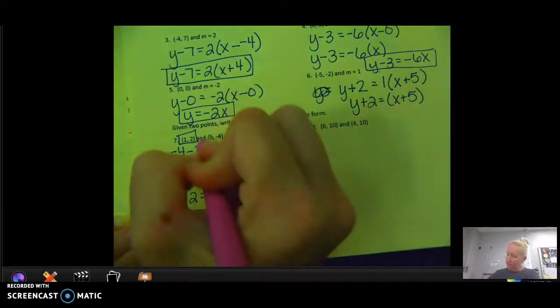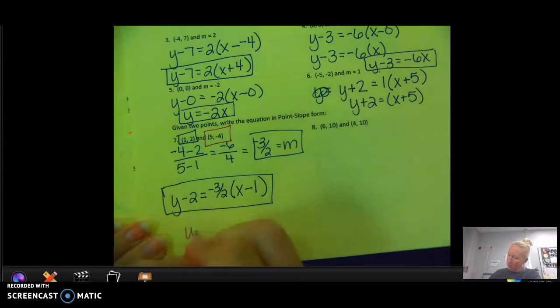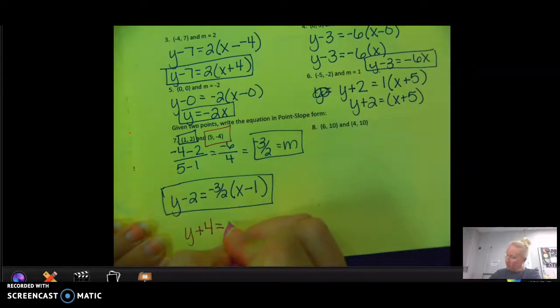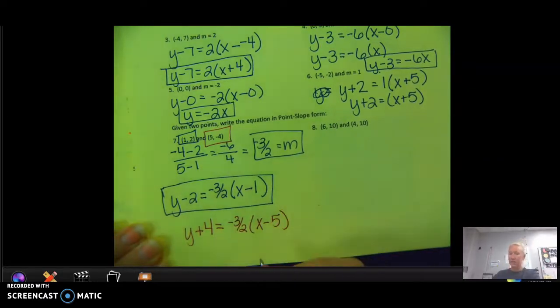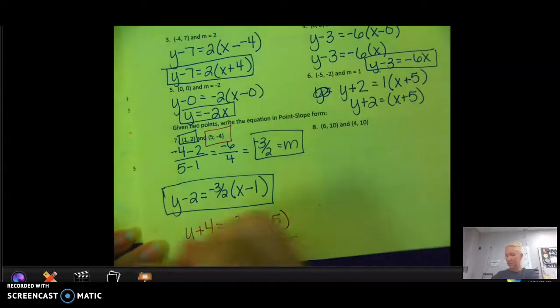Could I have and use the other point? Y minus negative 4, so y plus 4, equals negative 3 over 2, my slope, x minus 5. Yes, I could have that. That is a correct answer, okay?